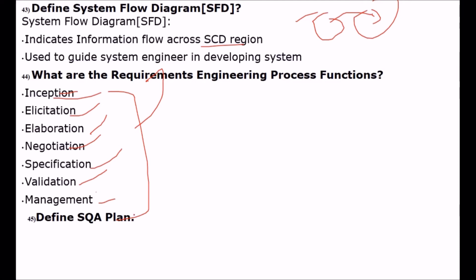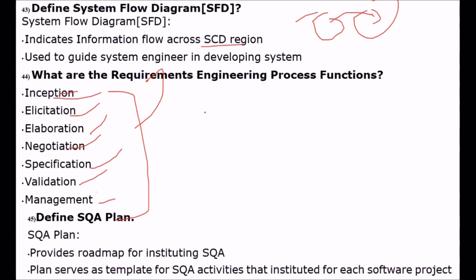Define SQA plan, software quality assurance plan. It provides a roadmap for instituting software quality assurance. It means you are assuring software quality by some means. This is the plan which guides you, and this plan serves as a template for SQA activities that should be instituted for each software project.